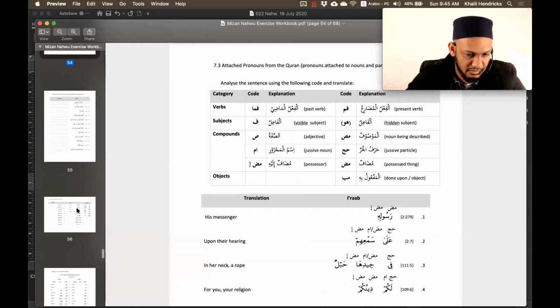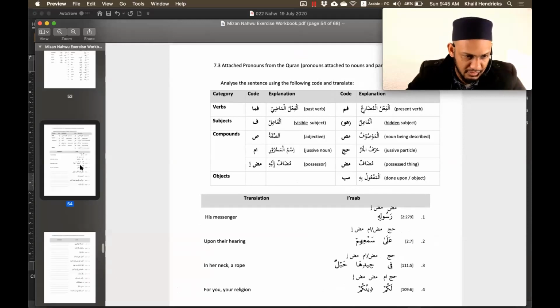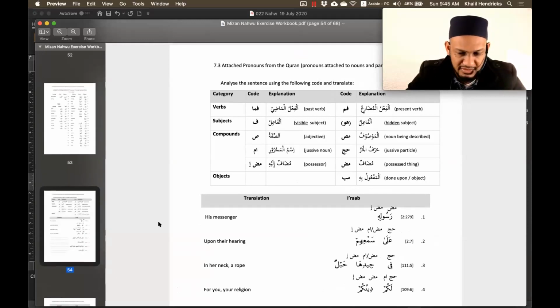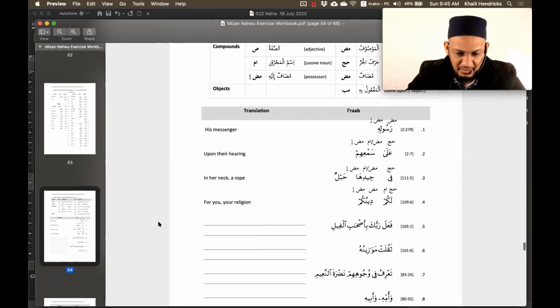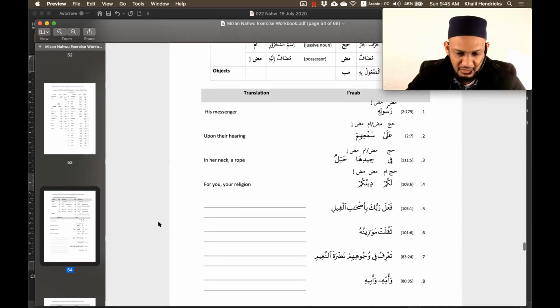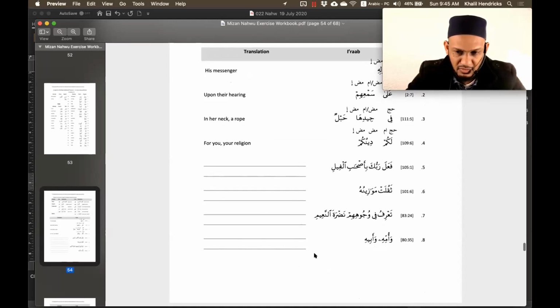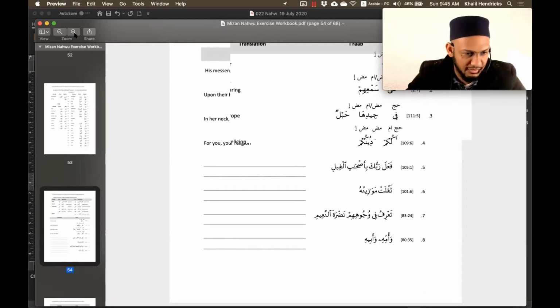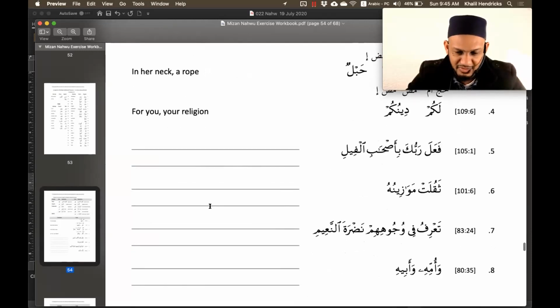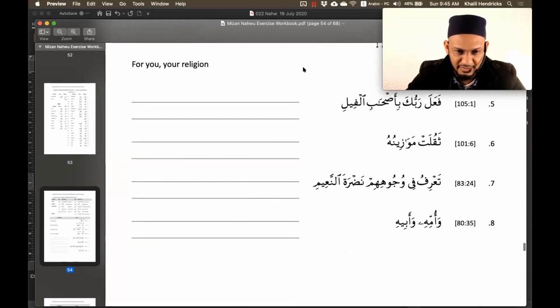So here we are, your homework was 7.3. Let's just mark a few, inshallah. This is your homework, I think I am correct. Your homework was 7.3. So let's just do a few of these, inshallah.